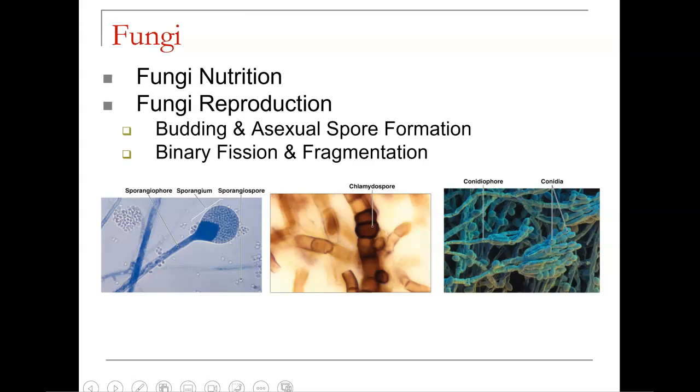Okay, fungi nutrition. We can have what's called saprotrophic, where it acquires nutrients by absorption from dead organisms. We have haustoria. That's modified hyphae that allow the fungi to obtain nutrients from living organisms, and they're produced by parasitic fungi most of the time.